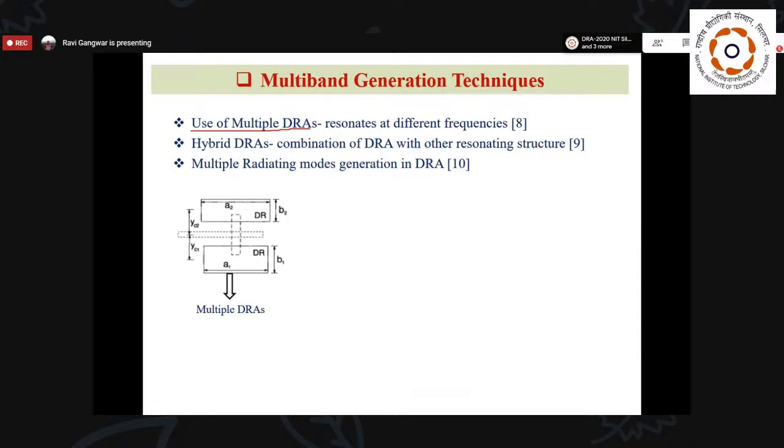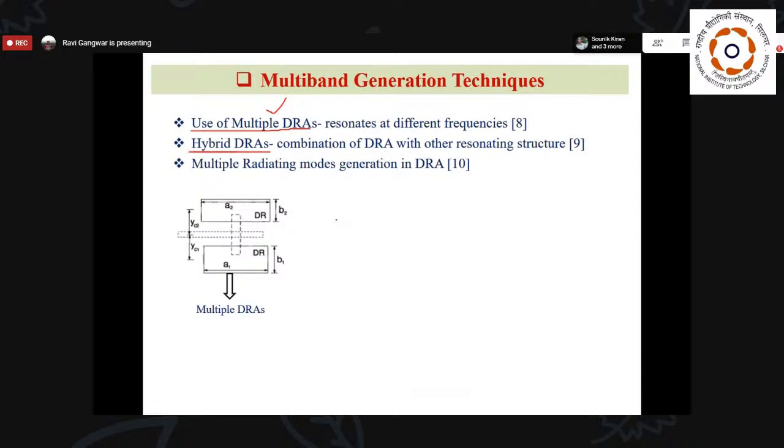But the major disadvantage of this concept is that the compactness is going to be reduced. The size of the antenna is going to be bulky because you are using more than one DRA in your single structure.